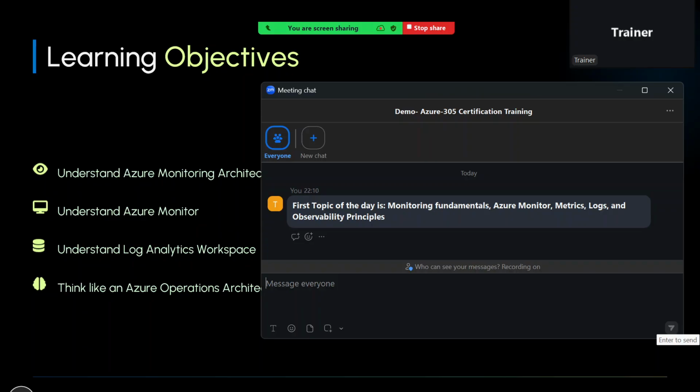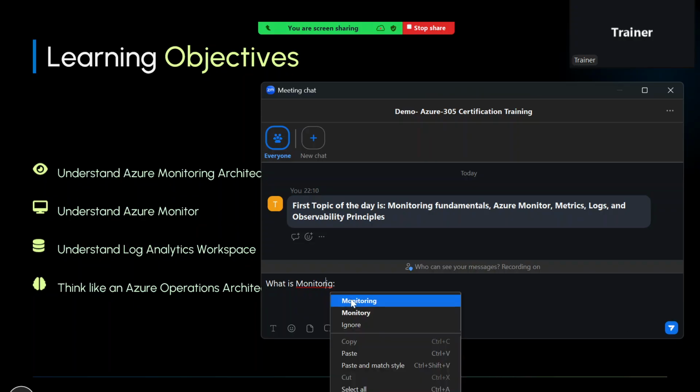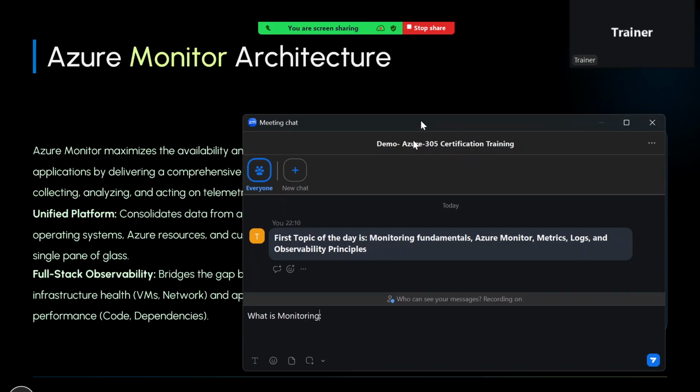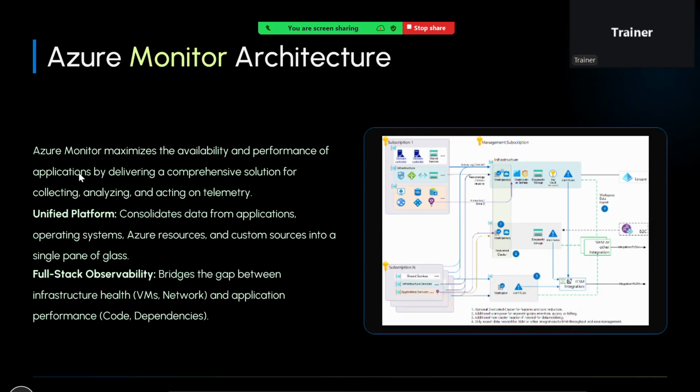So now, what is monitoring? Monitoring means continuously collecting information. Someone says they can't see the drawing, asking if I can zoom so they can see it. I will show you, don't worry. First, let's see what is monitoring.